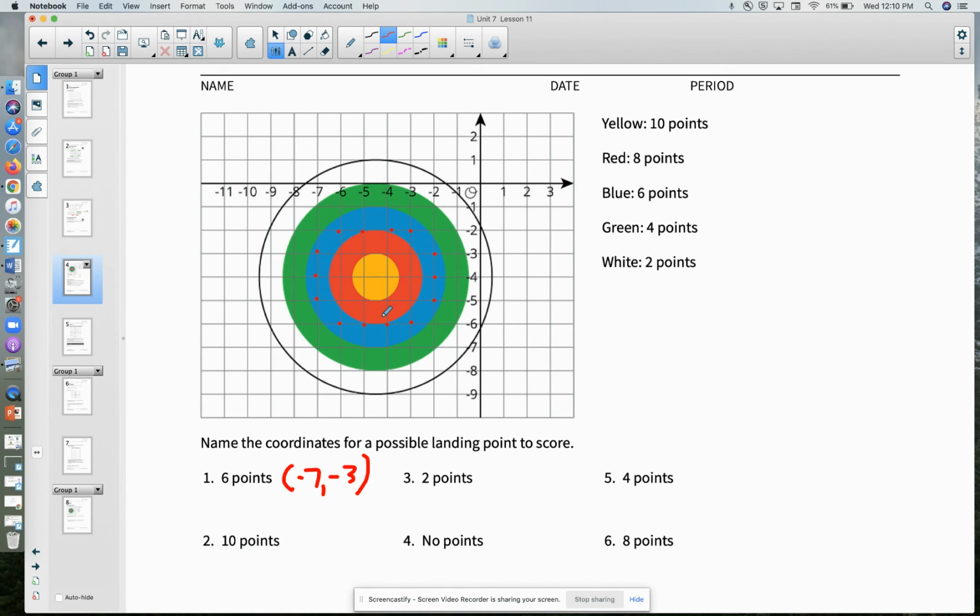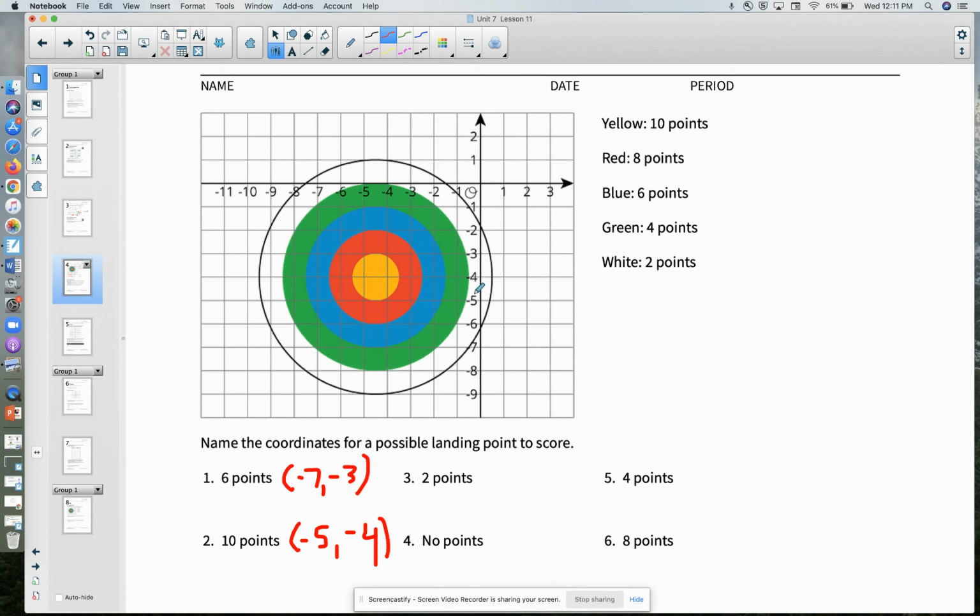Now, number 2, 10 points is really simple. So yellow is 10, and there are only 2 dots. There are only 2 coordinates for yellow. So what do you got? -5 and -4. And then the other one is -4 and -4. So you can put any of those too. I'm just going to put -5 and -4.